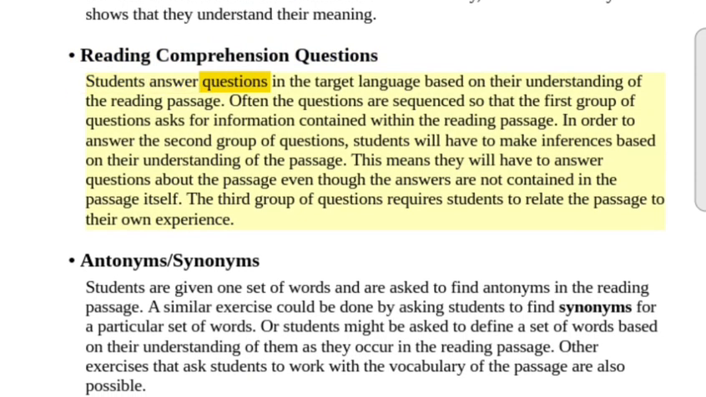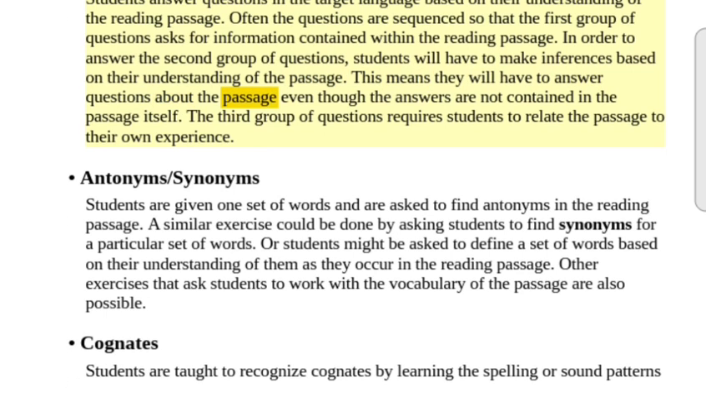Reading comprehension questions. Students answer questions in the target language based on their understanding of the reading passage. Often the questions are sequenced so that the first group of questions asks for information contained within the reading passage. In order to answer the second group of questions, students will have to make inferences based on their understanding of the passage. This means they will have to answer questions about the passage even though the answers are not contained in the passage itself. The third group of questions requires students to relate the passage to their own experience.